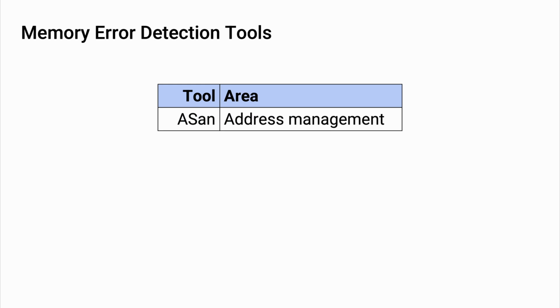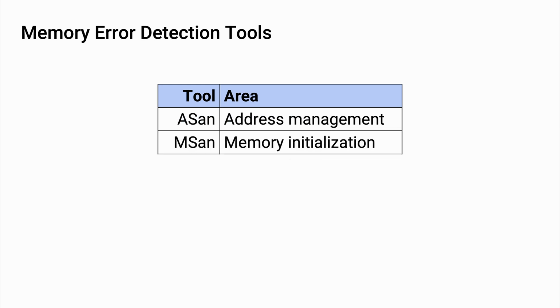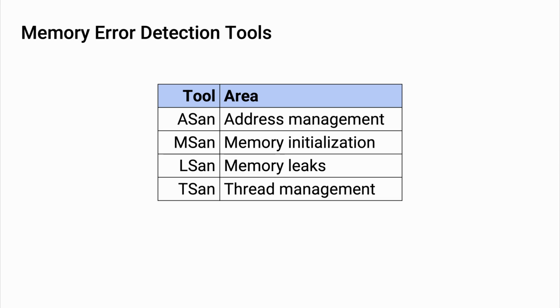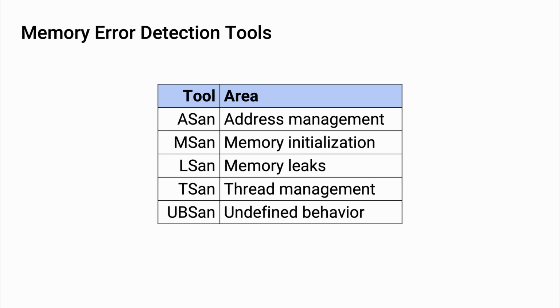There are 5 tools that we're going to consider when we're talking about dynamic analysis memory error detection. These are ASAN, which looks at address management, MSAN, which considers memory initialization, LSAN, which looks for memory leaks, TSAN, which is concerned with thread management, and finally, UBSAN, which looks for undefined behavior. The SAN in all of these is short for Sanitizer. These tools are available for most platforms and tool chains of interest. We won't be getting into any more depth on these. That's left to other trainings.